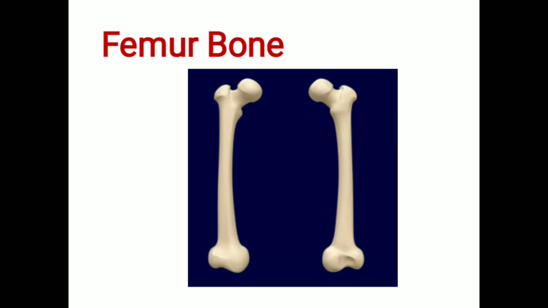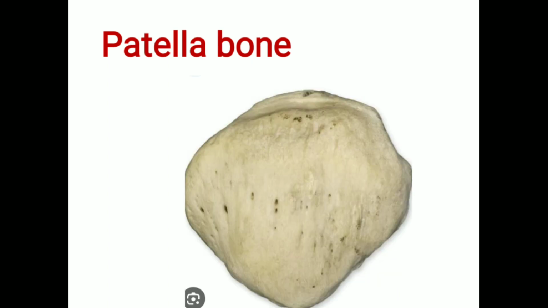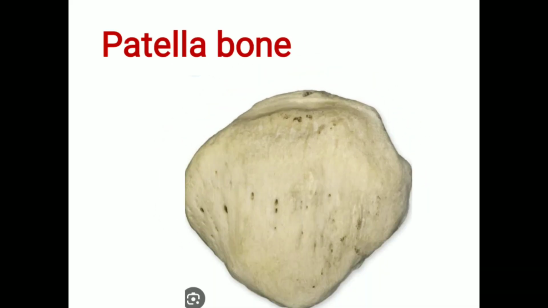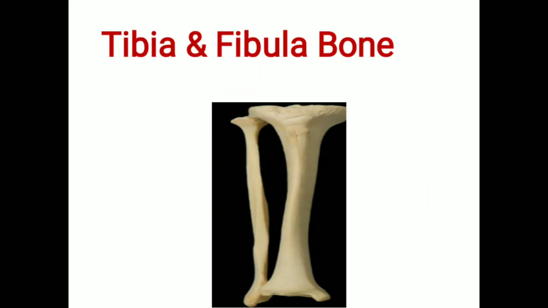Next, we have the femur, the bone of the thigh region. How many femurs do we have? 2. Next, bone of the knee joint. The knee joint is formed. There is a sesamoid bone of the body, the largest sesamoid bone, that is the patella. This is the patella.